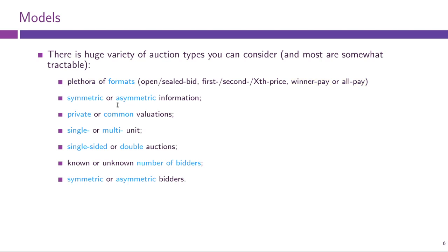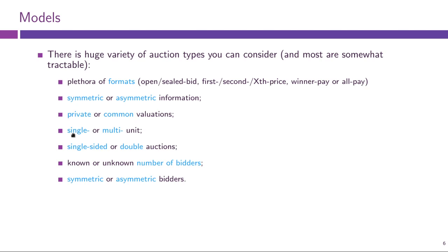Now, apart from formats, you can think of situations in which there is symmetric or asymmetric information, in which traders have their private signals or they all trade based on the same information. And here, even with symmetric information, you get some interesting equilibria, but we will not look there. Now you can have private or common valuations. With private valuations, all traders have their own idiosyncratic values for the asset, which are not correlated with one another. Or you can have common value auctions in which everyone would have the same value of the auction if they had the same information, but they have different pieces of information about this common value.